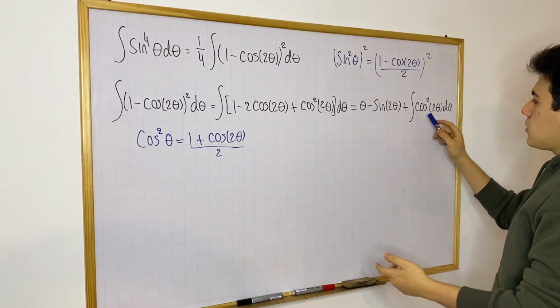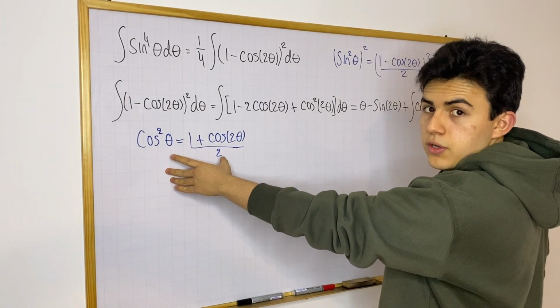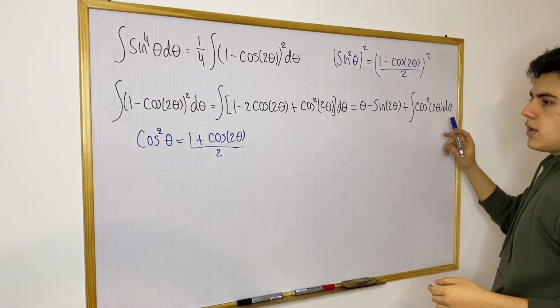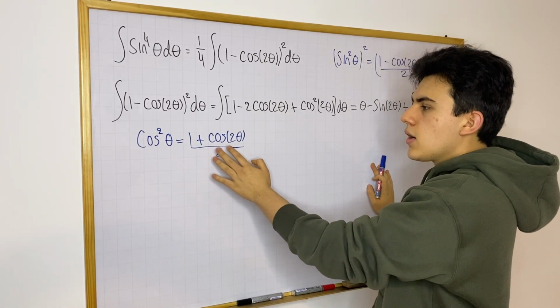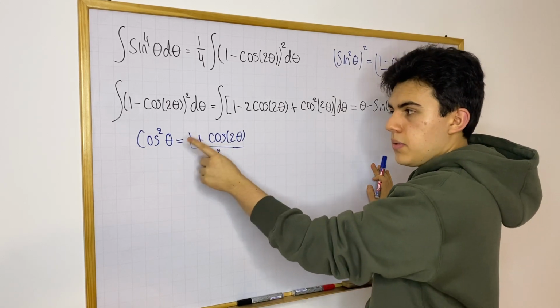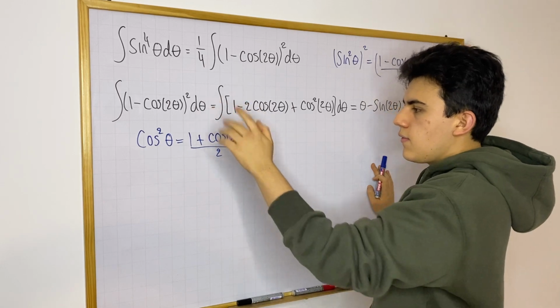Instead of writing cosine squared theta, we could just simply multiply every input in this equation by 2, and that way we would have cosine squared of 2 theta is equal to 1 plus cosine of 4 theta. We multiply by 2 the inputs on the left and right hand sides, and then just divide by 2, okay?